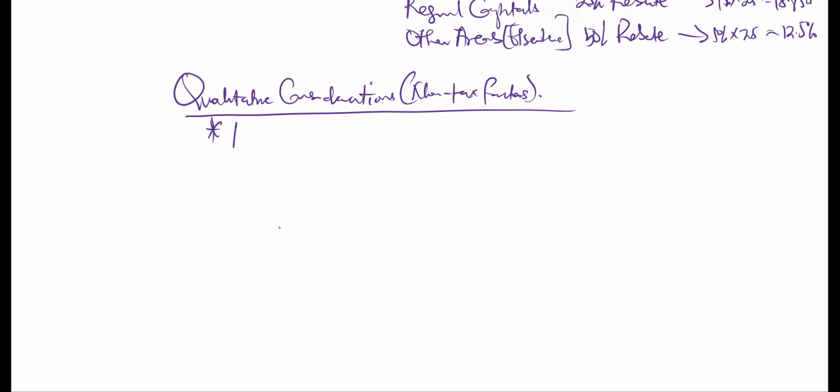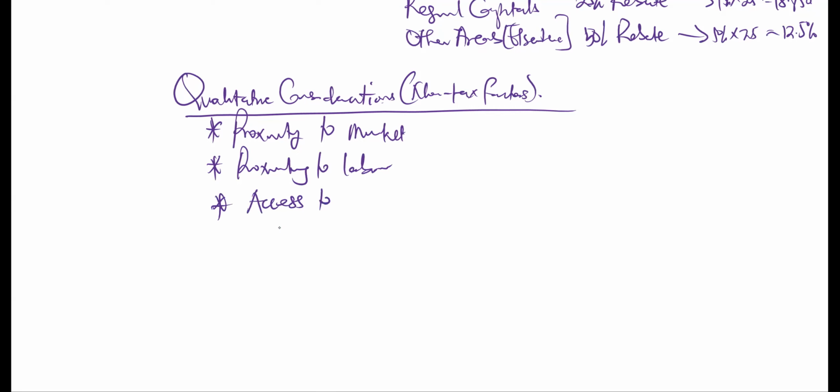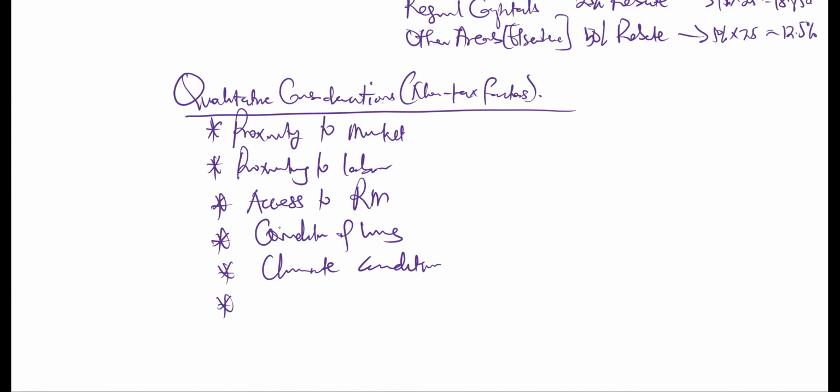So one, we can consider proximity to labor. That place we are going to situate, is it close to our market? Is it close to our labor? Is it close to raw materials? Can we get raw materials when we locate ourselves there? What is the condition of living there? Have you considered the climate and weather conditions there? Have you considered competition? Do you have access to good roads, social amenities?